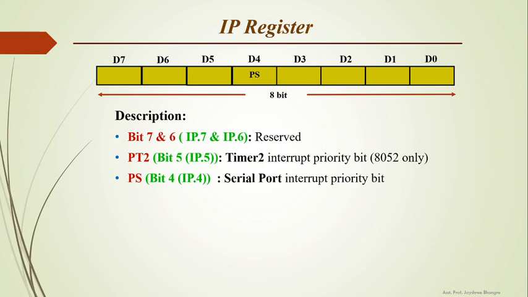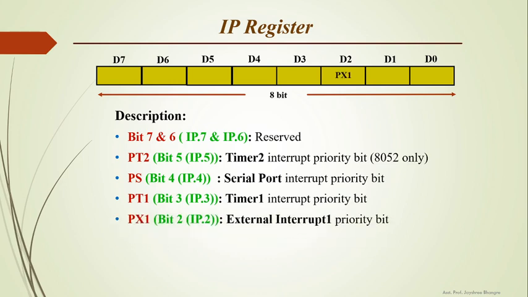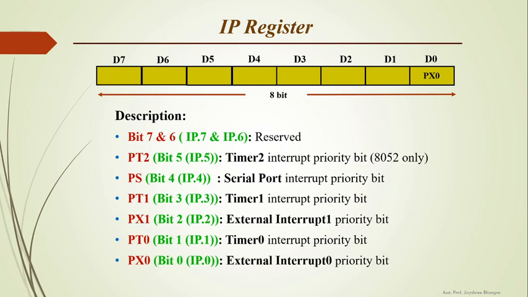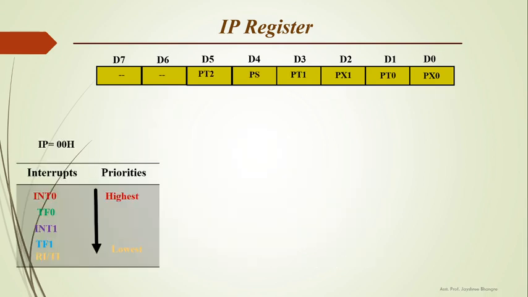Then bit 4 is used for serial port interrupt to assign the priority. Bit D3 is used to assign the priority for timer 1 interrupt. D2 is used to assign priority for external interrupt 1. PT0, that is bit 1, is used for timer 0 interrupt. And D0, that is PX0, this bit is used to assign priority for external interrupt 0.